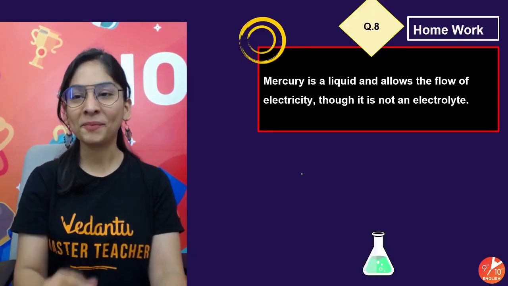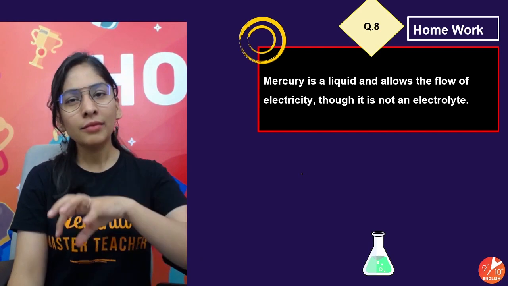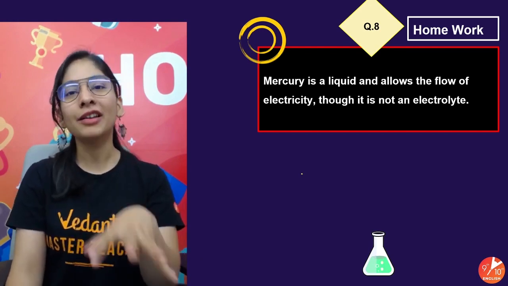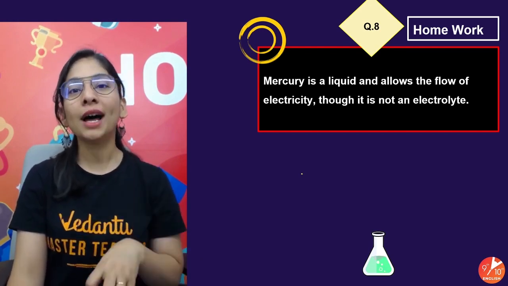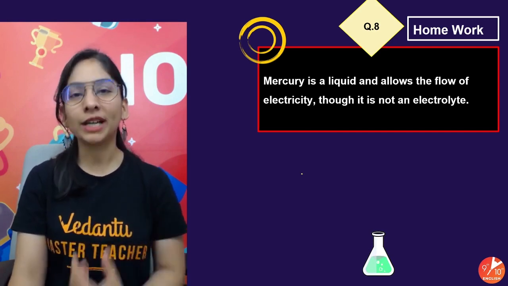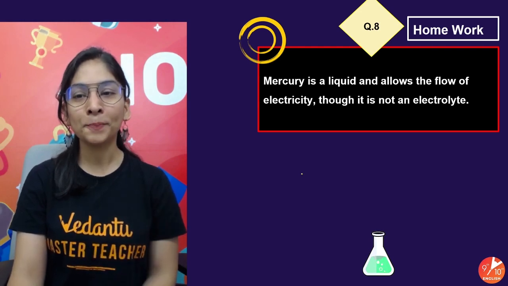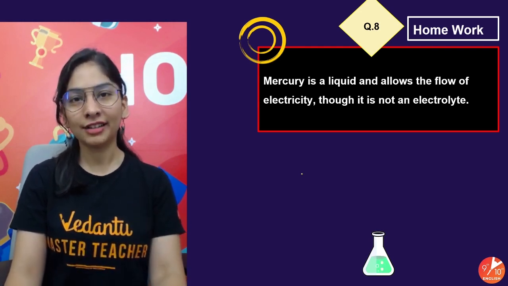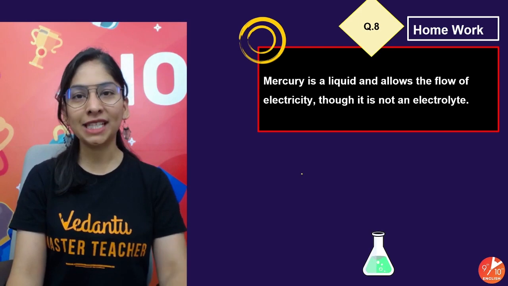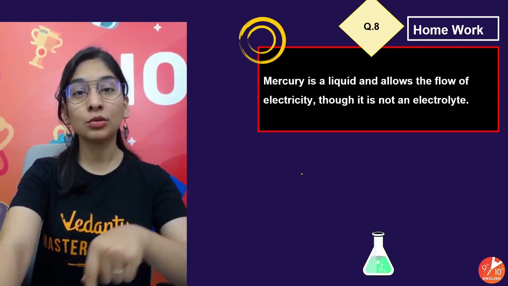Yes? Okay. Now here comes the homework. Why did I keep this question as homework? Because somehow we discussed that already. So I really want you to answer and tell me what could be the right way to explain that. Mercury is a liquid and allows the flow of electricity, though it's not an electrolyte. I think you understood because we did it already. So I'll be getting that as your response. Please do let me know.